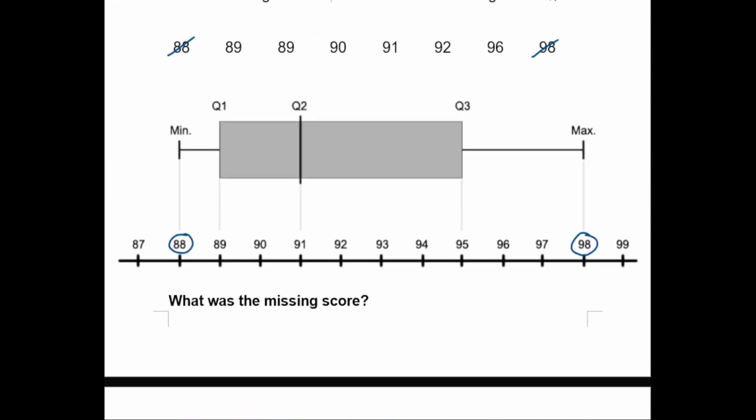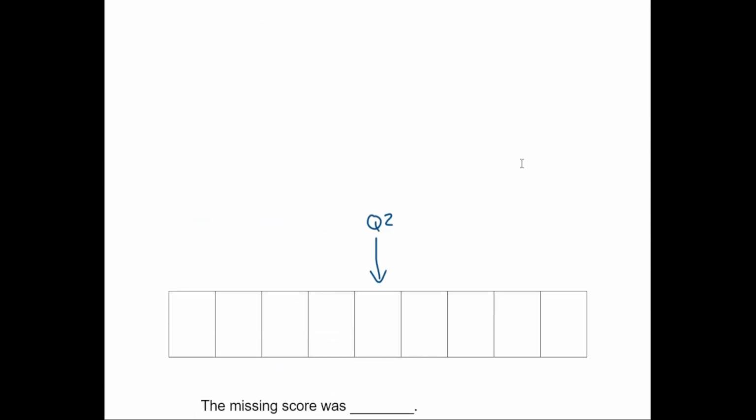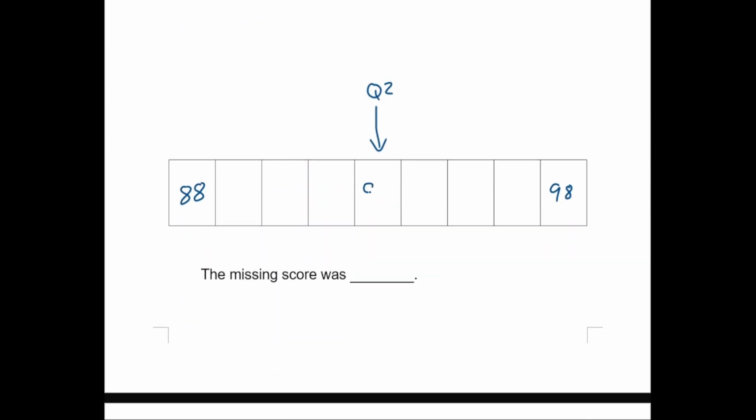So we scroll back up. What is Q2? It is 91. Is 91 here? Yeah, it is. We can cross that out. We'll place it in one of our boxes, 91. Okay.